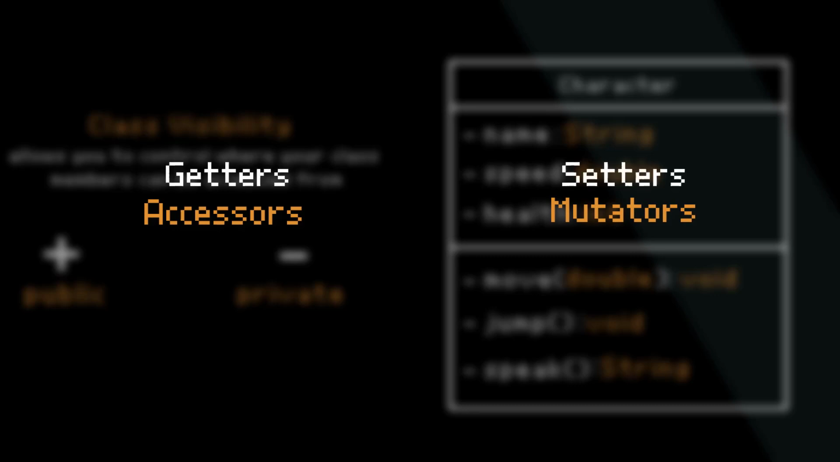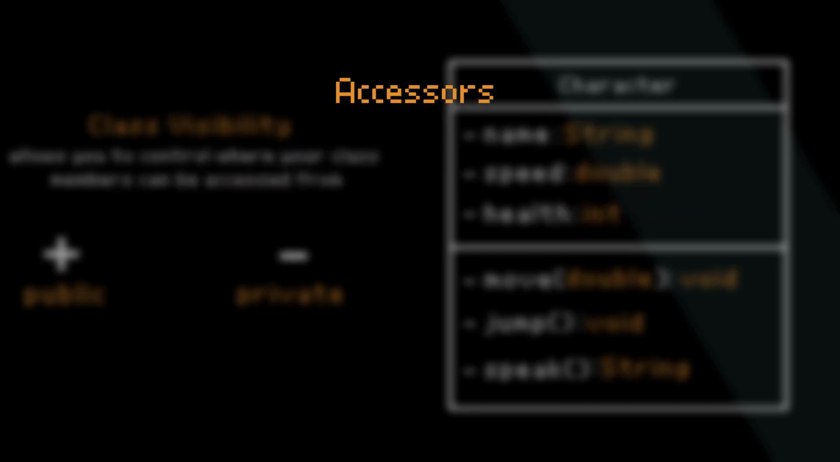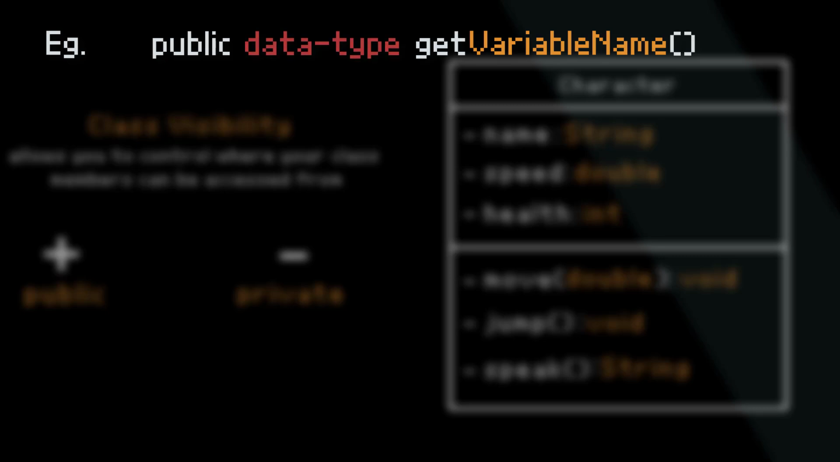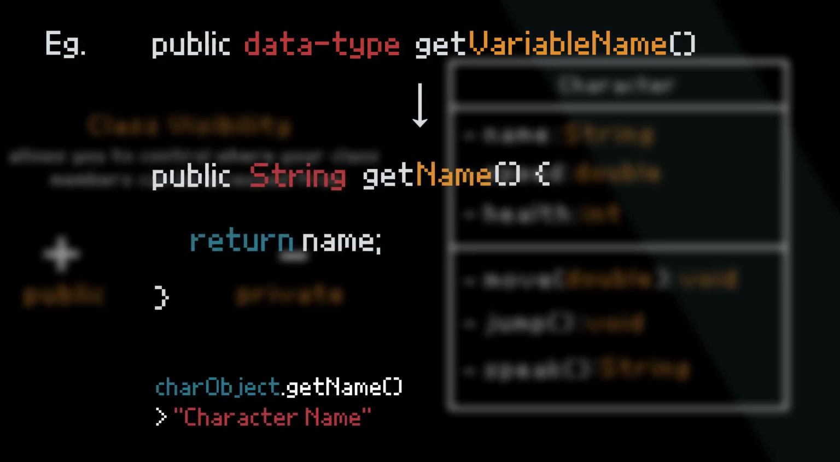For other classes to be able to access private variables, we have what we call accessors and mutators, or in other words, getters and setters. An accessor is a public method that allows other classes to access the value of a private variable. Accessors start with get, followed by the name of the variable. They do not contain any parameters, and the return value will always be the same data type as the variable. Here's an example for an accessor of the variable name. Since name is a string, the accessor will return a string.